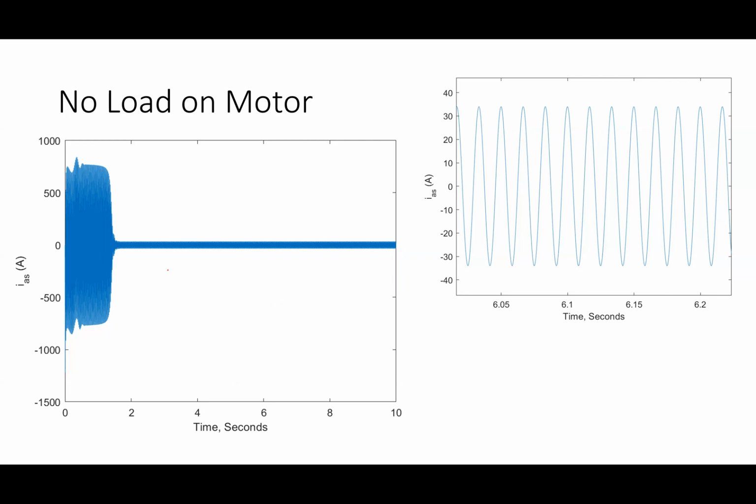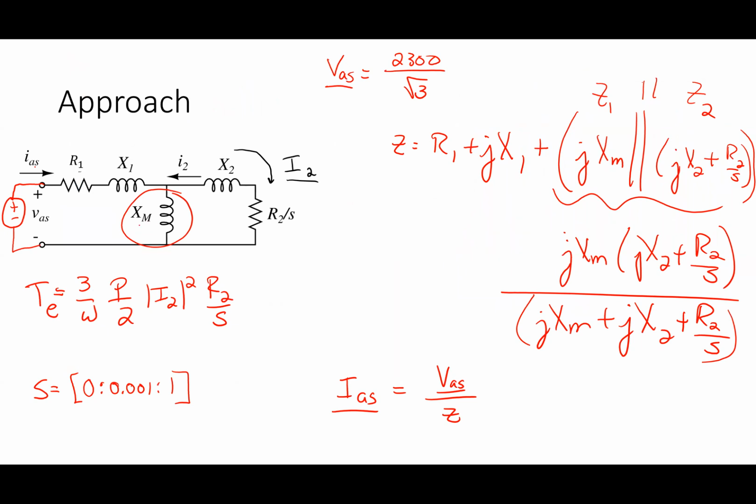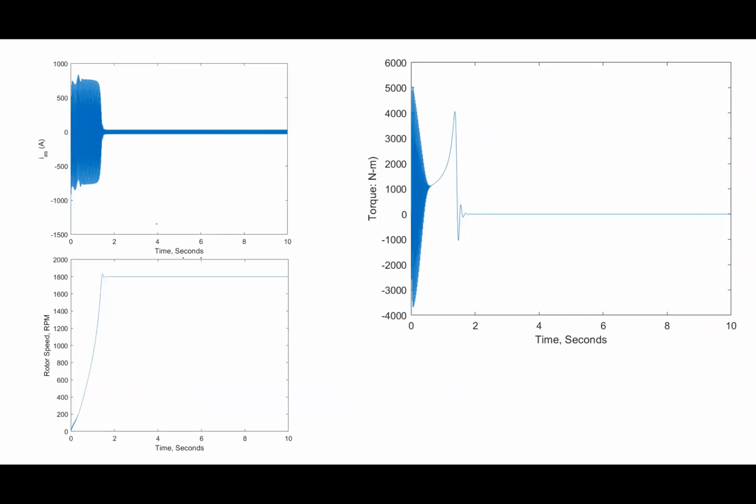So if I have no load on the motor, I still have current in steady state, right? Where's that current going? That's not going into any useful work at that point. Well, it's going into XM. It's going into the magnetizing inductance. And so if I look at the startup period with no load, what I've got there is IAS. That's what the current looks like. So it's got this big period here that I call an inrush.